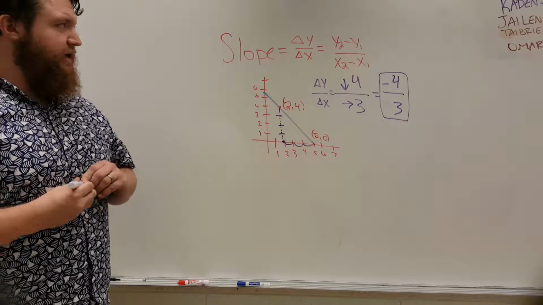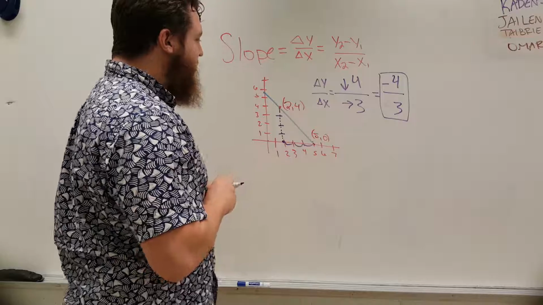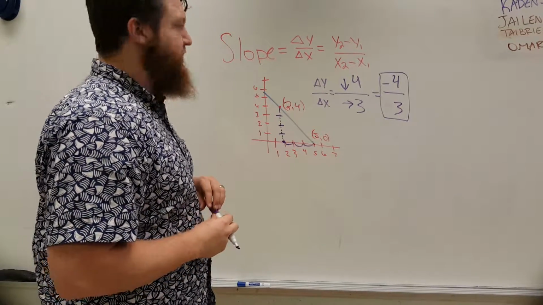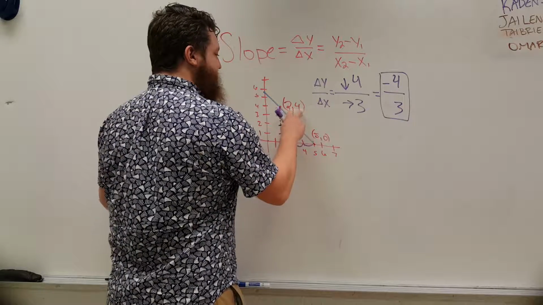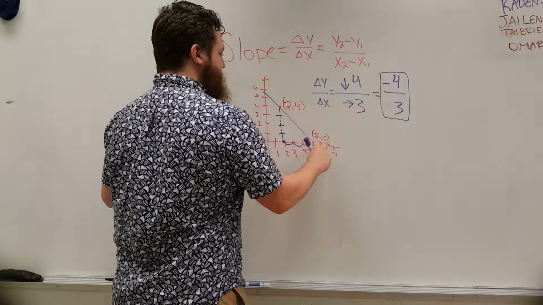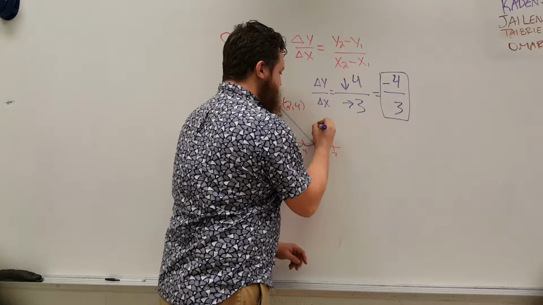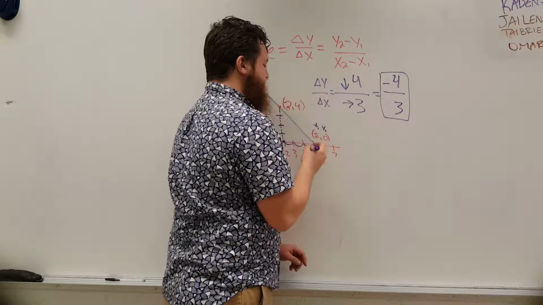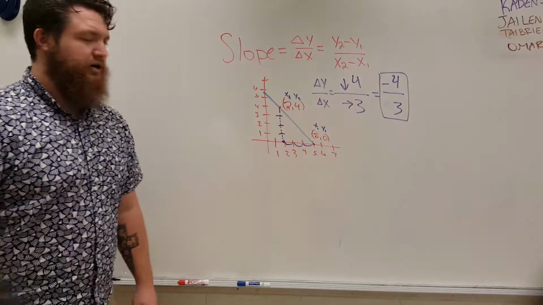Okay? Now how would you do it math-wise? Well, it's actually pretty simple. All I do is I'll label my points. And it doesn't matter how I label them, as long as I do x, y, and x, y. So I can make this x and y 1, or I can make this x and y 1. Just to mess with you, let's make this one x1, y1, and this one x2, y2. Alright?